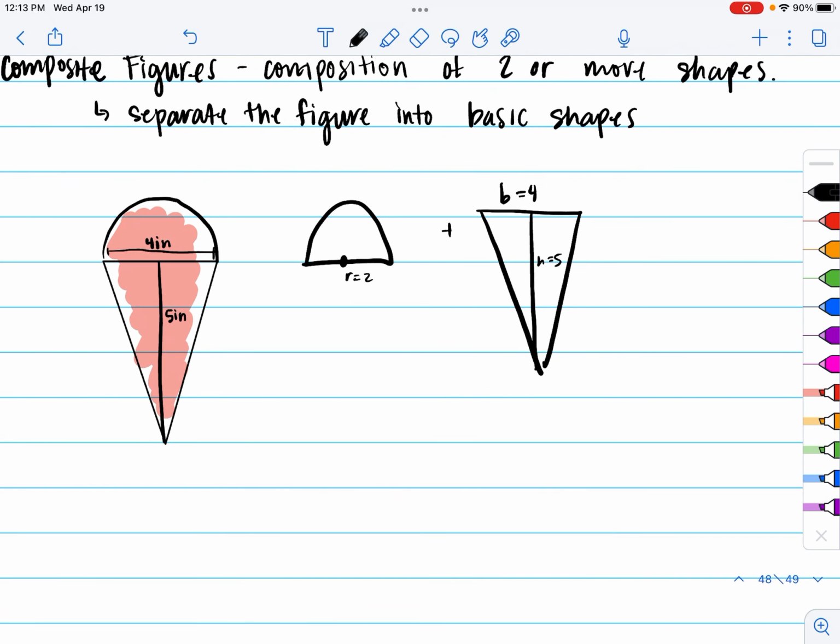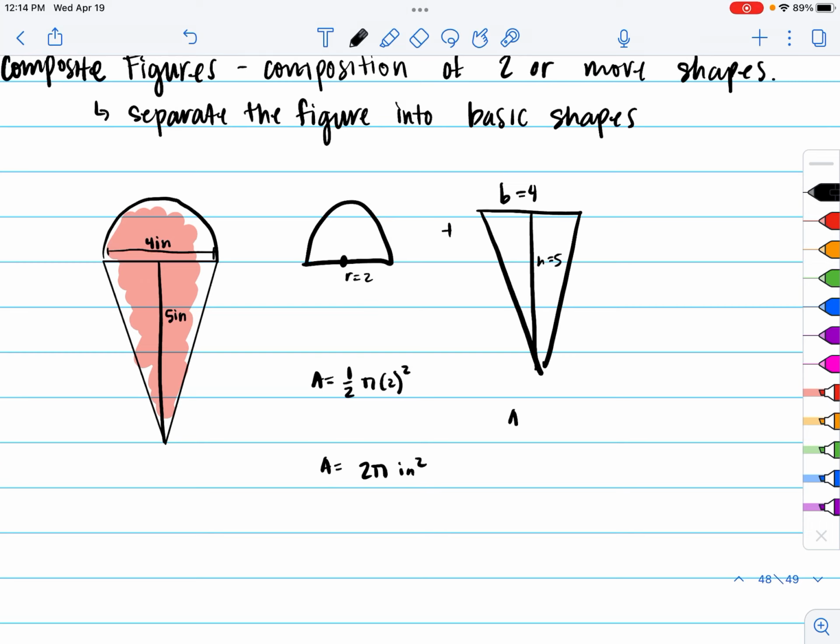So when we do a composite figure, the best strategy is to break it up into shapes that we can actually calculate. So all we have to do is add these together. Area of a circle is pi r squared, but we only have half a circle, so we're going to say area in this particular case is equal to 1/2 pi times 2 squared. Okay, let's do some calculations. 2 squared is 4, half of 4 is 2, so this area is equal to 2 pi. And then we could say inches squared if we want to.